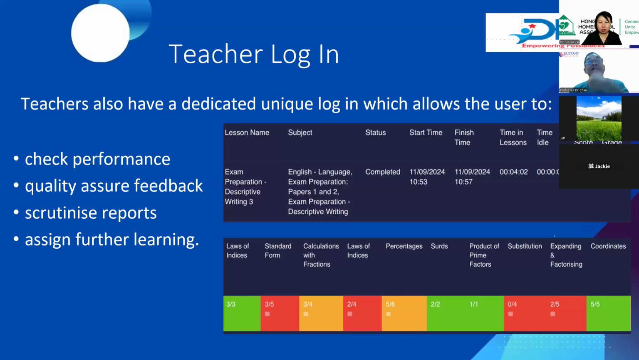The teachers or the parents can actually log in, monitor, and see how each of the learning modules or subjects is being undertaken by the learners. You can check performance. Now when the students are doing the exercises or the practice, there will be automated feedback given, which is AI generated.